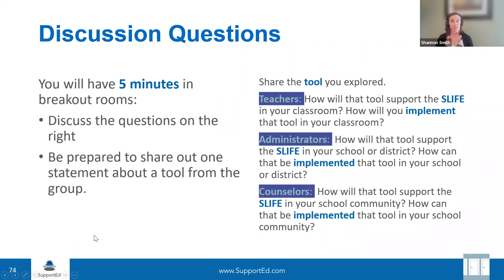So we're going to head into breakout rooms. I'm sure we didn't give you enough time. If you're like me, you wanted to explore all the tools, not just one of the tools. We are going to switch it and head into breakout rooms to share the tool that you explored and discuss how that would support SLIFE in your classroom or school or district and how you're planning on implementing it.